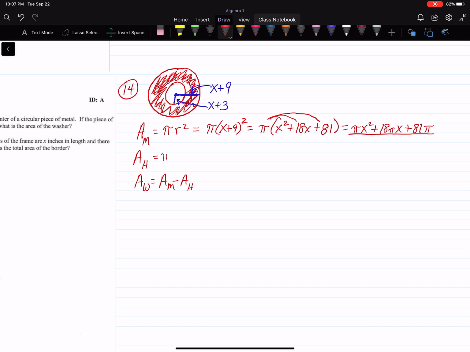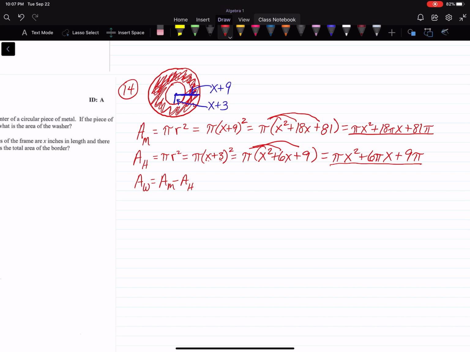So the area of the hole is still pi r squared, but my radius is different. This time it's x plus 3 squared. So that will be pi times, and when you square x plus 3, you get x squared, 3 times x is 3x, times 2 is 6x, plus 3 times 3 is 9. And we distribute that out again. So that will be pi x squared plus 6 pi x plus 9 pi.